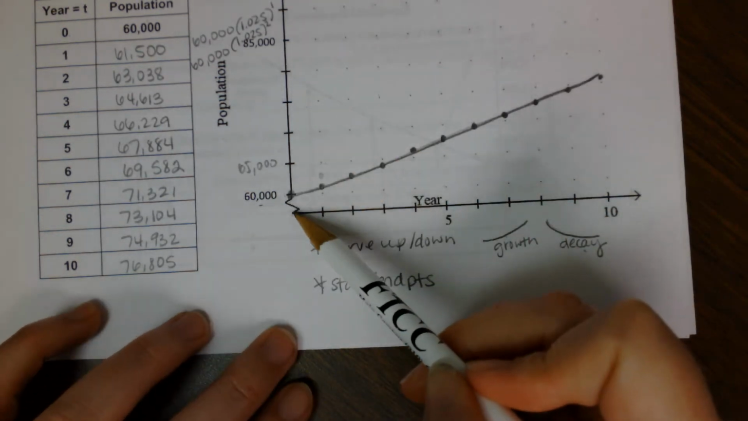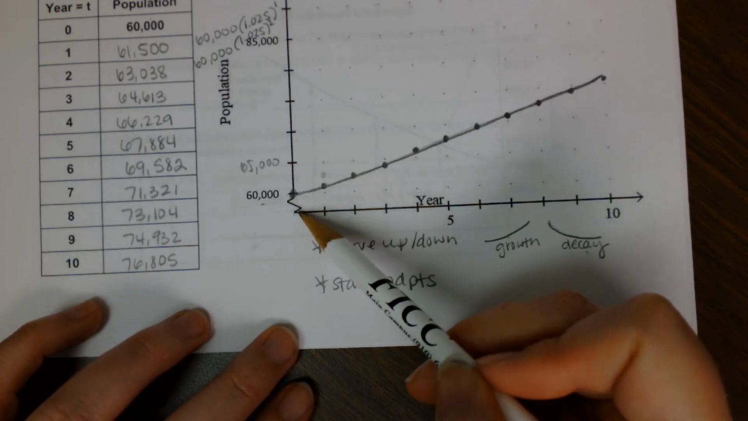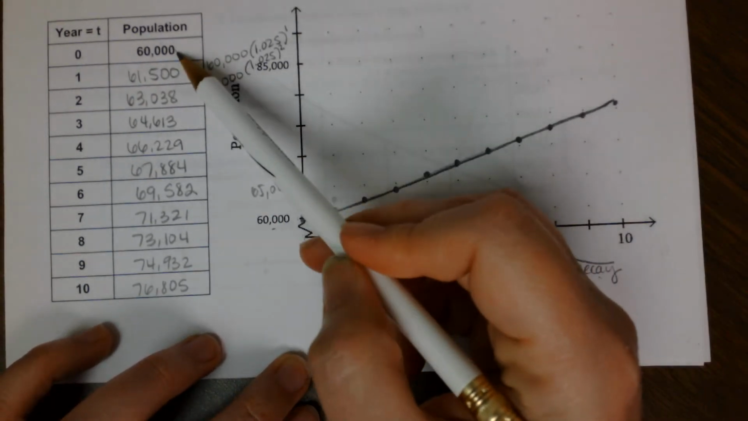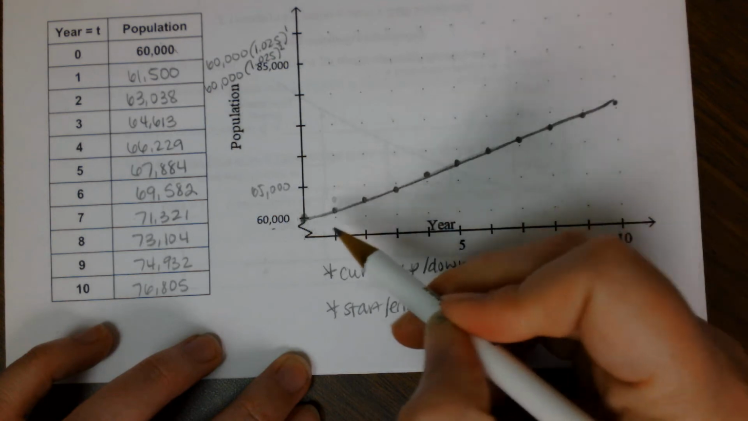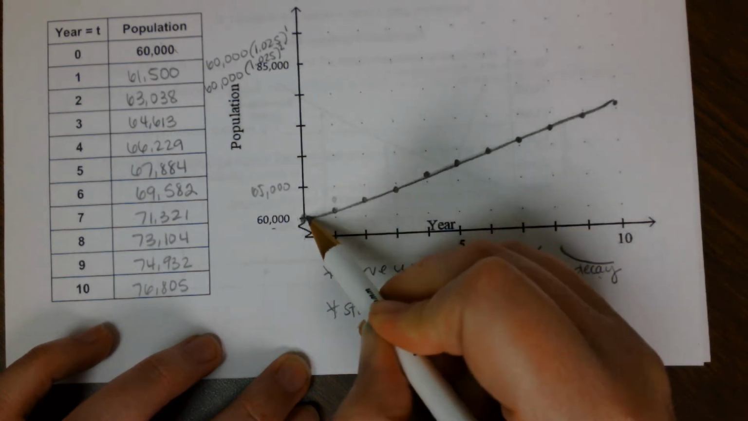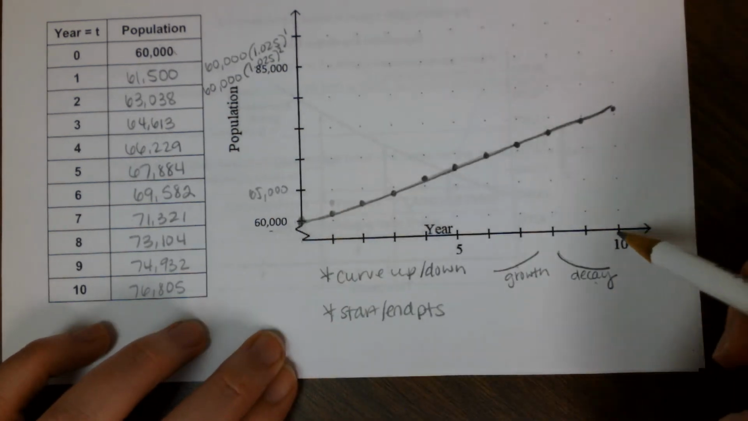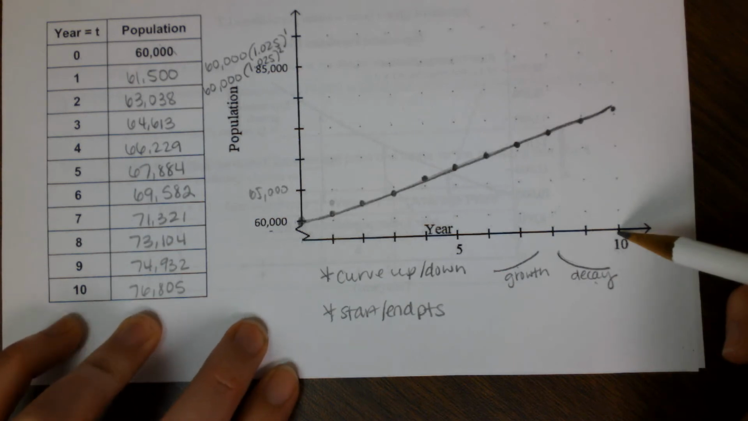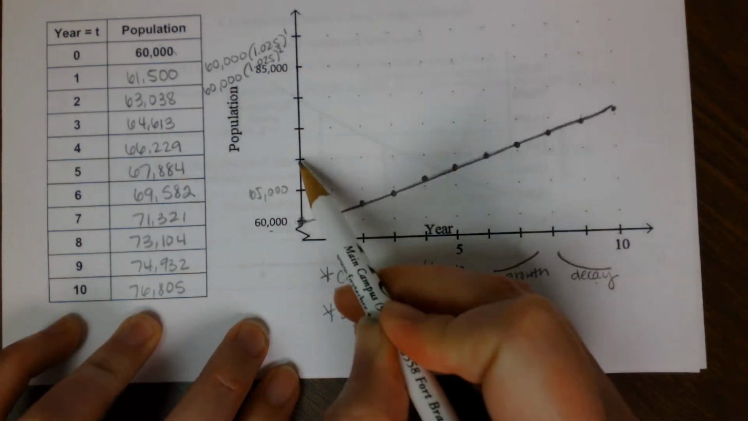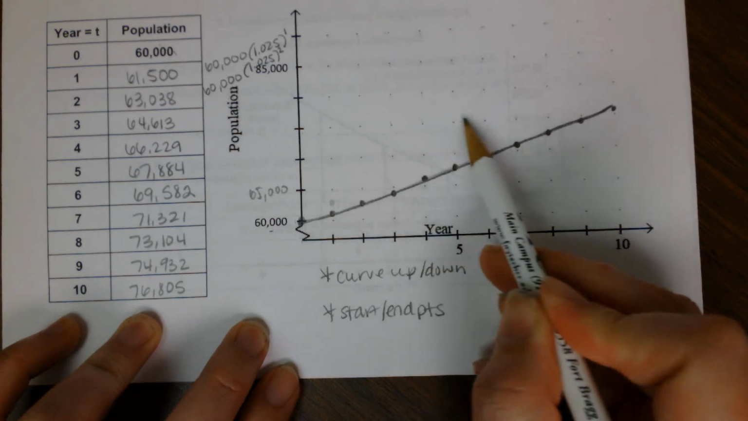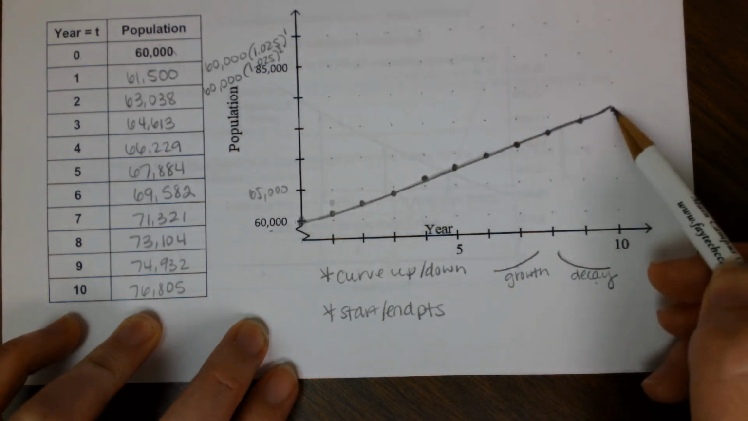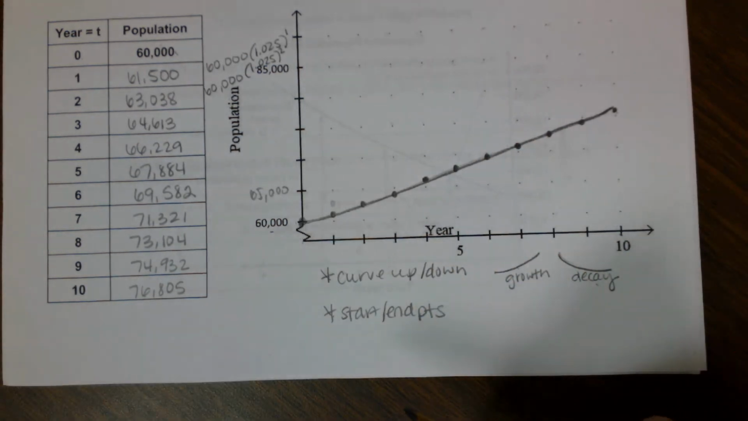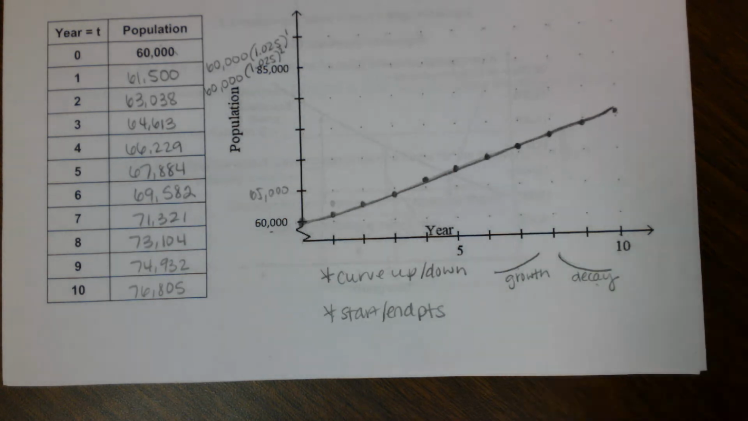The first one, when t is 0, is usually easiest because they'll tell that to you. So here at 60,000, you want to make sure that it starts at 60,000. And then you're going to look at the end and make sure it ends about the right spot. This ends at 76. So 65, 70, 75, so it should be a little bit above that, and it is. Okay, so those are the two things that you really need to look at when you're trying to match up your graphs in MyMathLab.